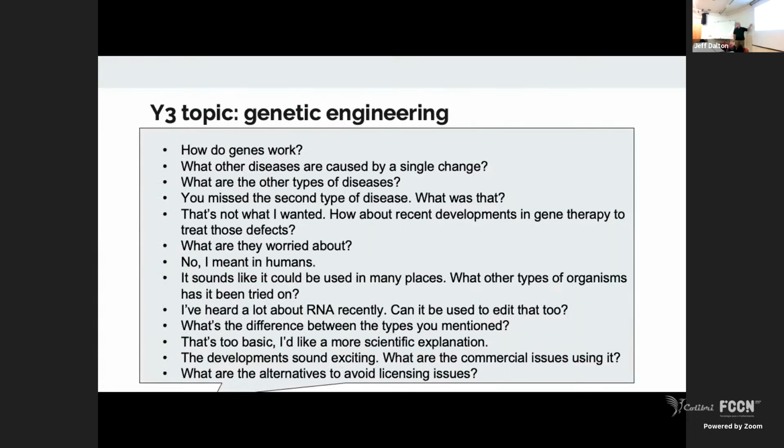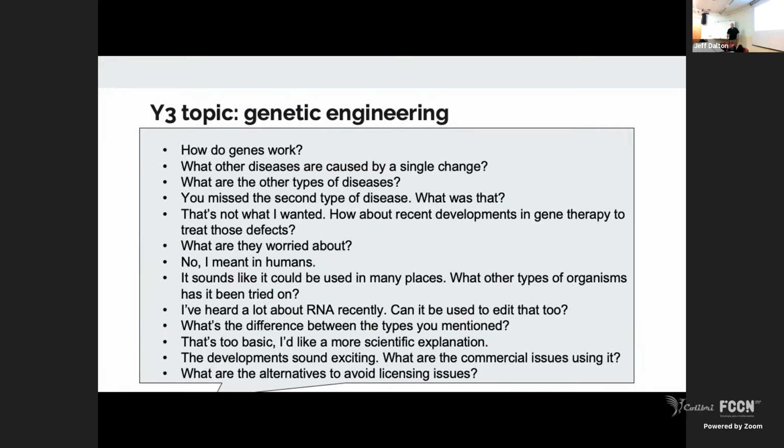And this is a full topic that has approximately 13 turns in TREC CAST. And if you look at this, who can understand this conversation? What are they worried about? Who's they? Can anyone figure it out? And no, I mentioned humans. Anyone? It's hard.